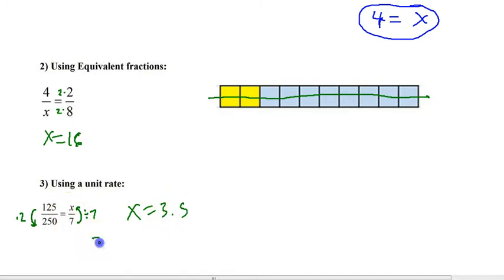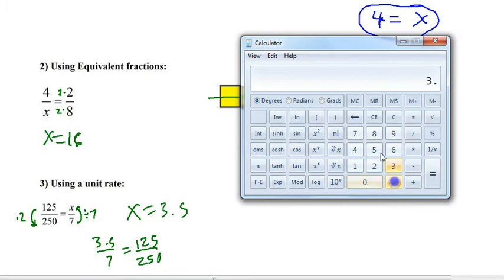That's it. So 3.5 over 7 has to be the same as 125 over 250. These just have to be equal, so it has to be an equal comparison. 3.5 divided by 7, that's 0.5, and 125 divided by 250, that's also 0.5.